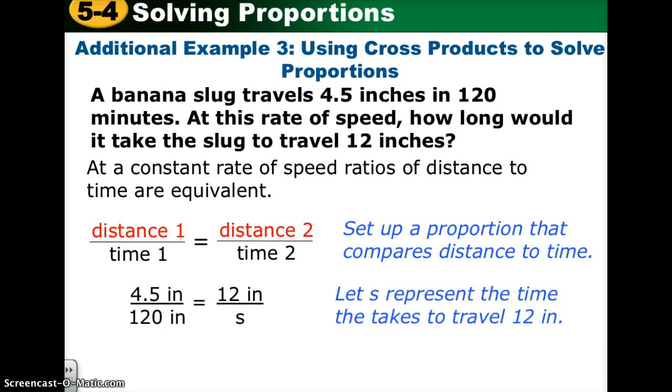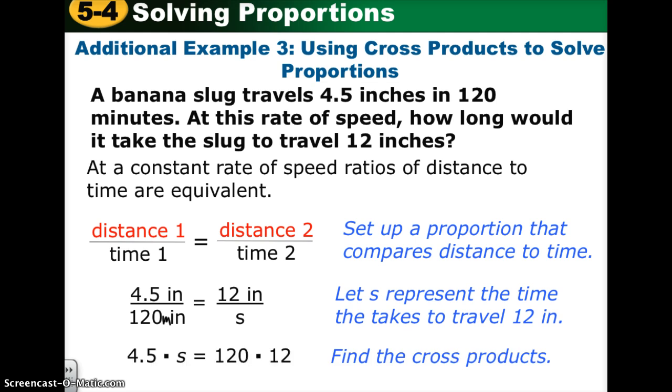So plug the numbers in, and let's pick a variable to represent the time, and we're going to use S this time for speed, or for slug, whatever you want it to be. So 4.5 inches is the distance over 120, that should say minutes. We'll get an M in there. And then we're looking at 12 inches over S number of minutes. So we'll cross multiply, 120 times 12 and 4.5 times S.